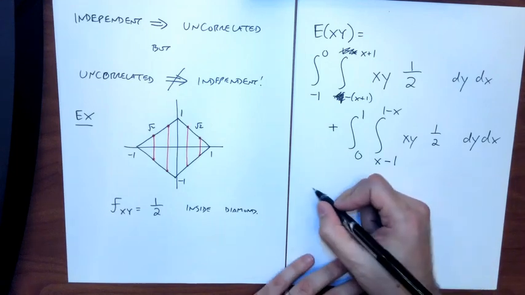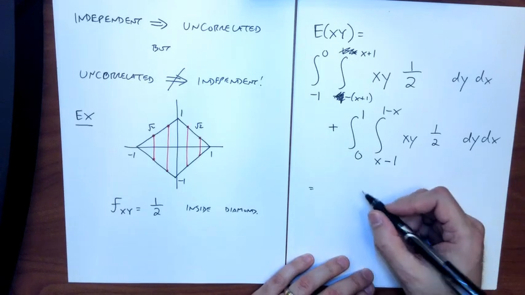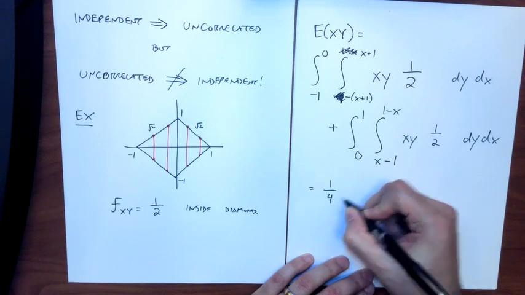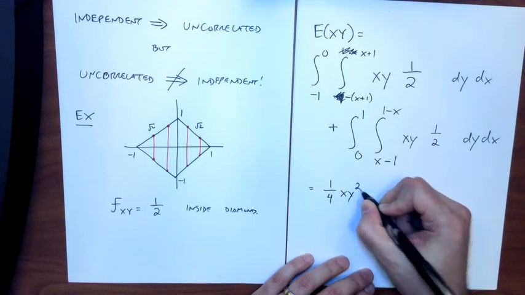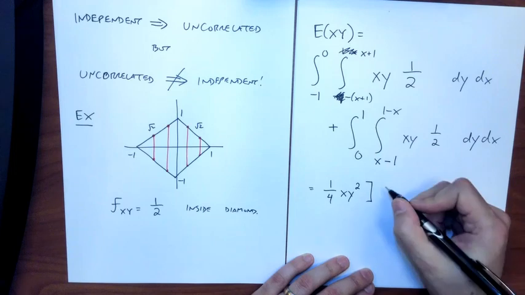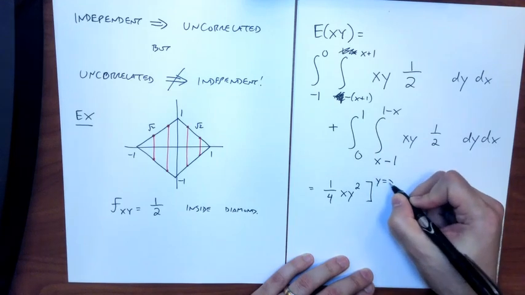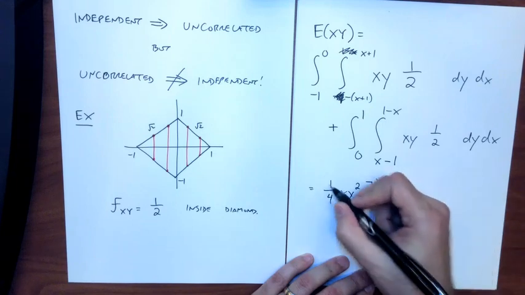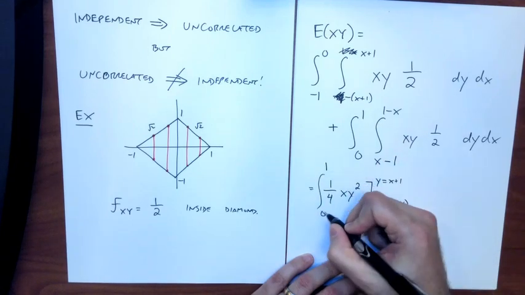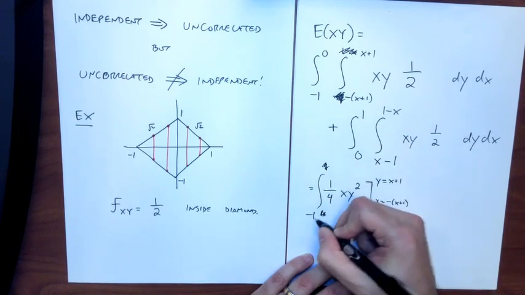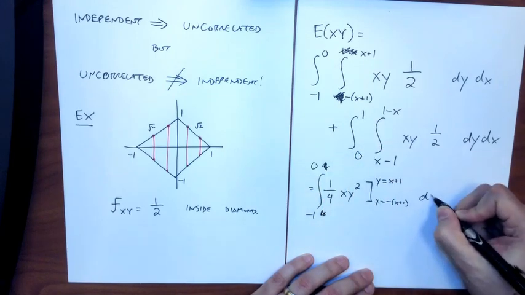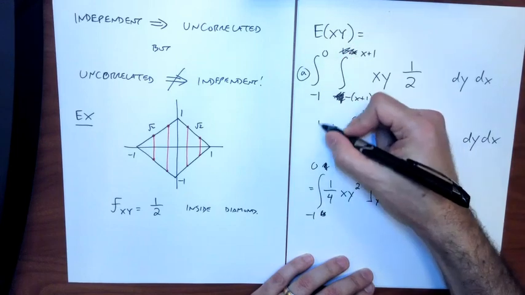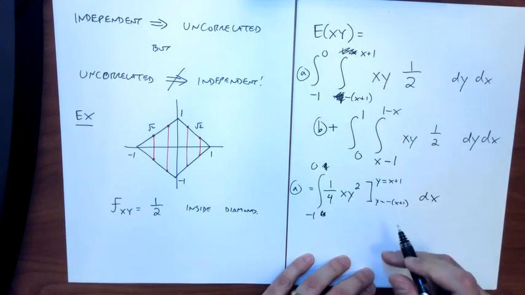Okay, so now I have to do this integral. So I'm going to get 1/4 x y squared between y equals x plus 1 and y equals minus x plus 1. This integral, oops, no, not this integral, minus 1 to 0 dx. This is just the first part, so I'm just doing part A and part B. So part A is this.